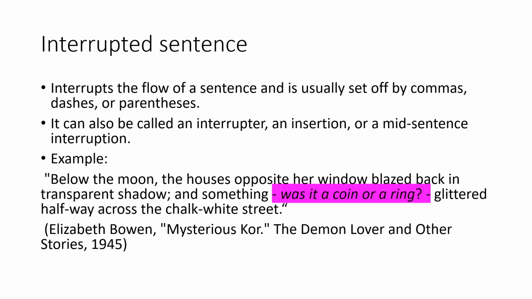Below the moon, the houses opposite her window blazed back in transparent shadow, and something, was it a coin or a ring, glittered halfway across the chalk white street. Now, grade 10s, can you see that our interrupted part of the sentence is actually set off by dashes? Was it a coin or a ring? This takes our focus away from the sentence, but also can indicate that it's the author's internal thoughts. This is a literary device that can be often used to elevate your writing.